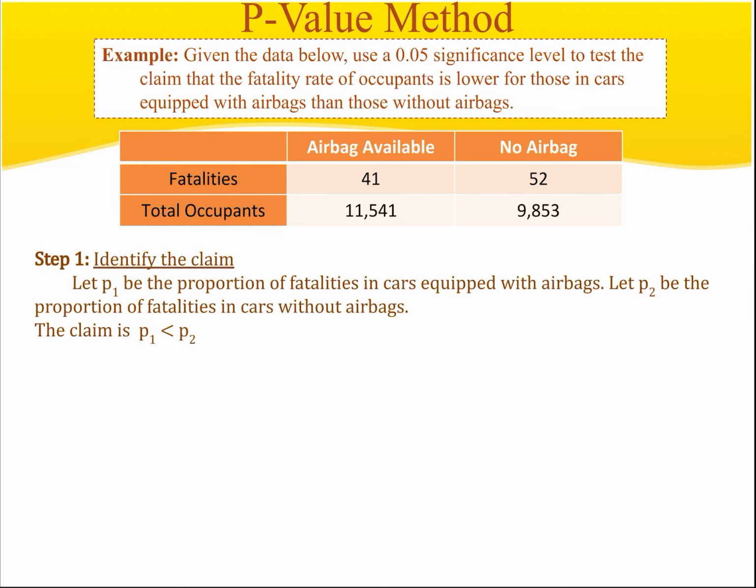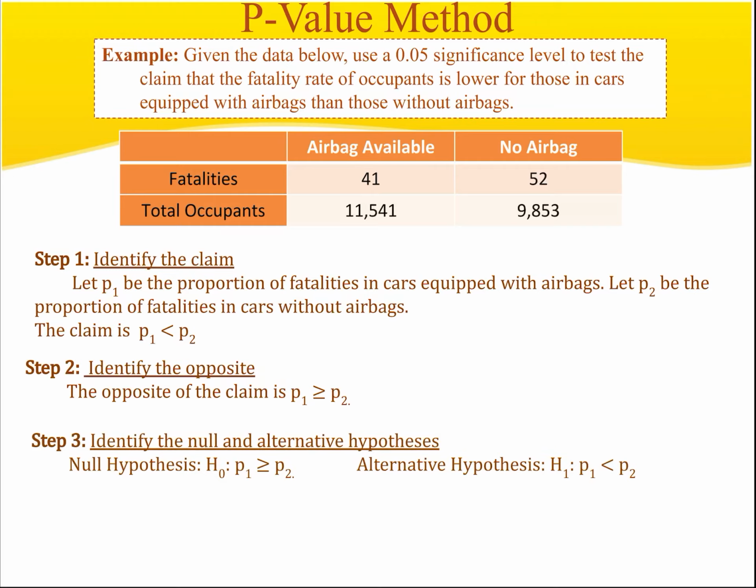So to get started, these first several steps are going to be just like they were in the last couple sections. First, we need to identify the claim. So for this, let's let p1 be the proportion of fatalities in cars with airbags, and p2 be the proportion of fatalities in cars without airbags. The claim is that the fatality rate of occupants is lower for those equipped with airbags than those without, so p1 would be smaller than p2. And the next thing you always have to do is identify the opposite. So the opposite of the claim is p1 is greater than or equal to p2.